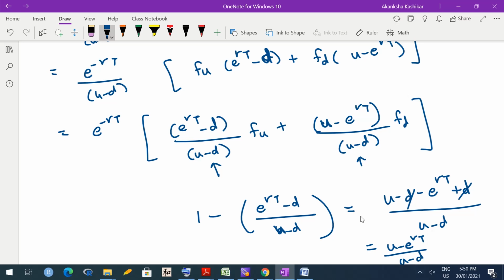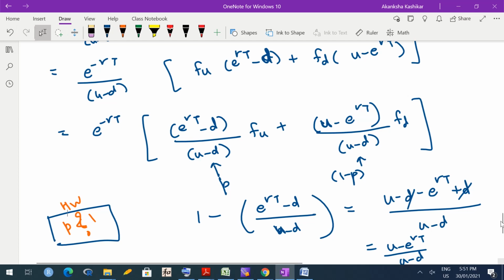Now this means that if I call this quantity p, this quantity is actually 1 minus p. And I know p is positive. I don't know yet whether p is greater than or less than 1. If p is less than 1, then 1 minus p is also positive. Now your job is to check whether p is less than 1. That's homework.